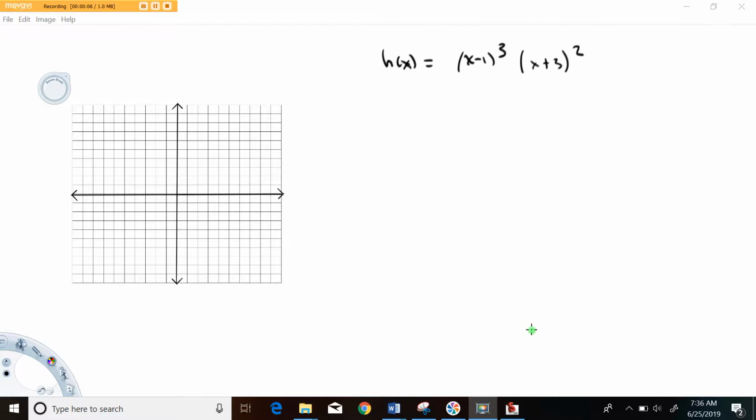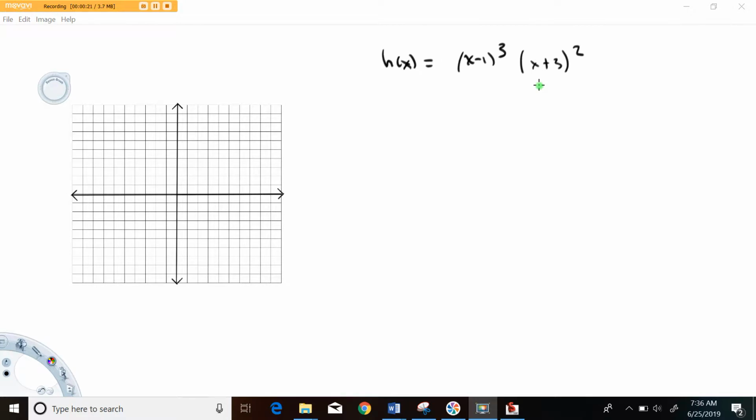I'm making this video here to help provide examples of how to sketch graphs of polynomials. So what we're going to do is sketch a graph of this animal here, this h of x equals (x minus 1) the quantity cubed times (x plus 3) the quantity squared.